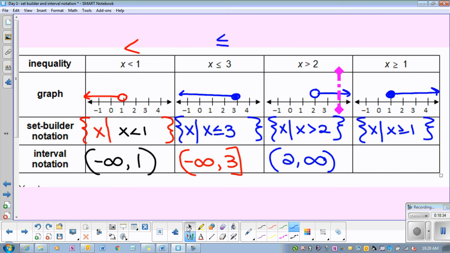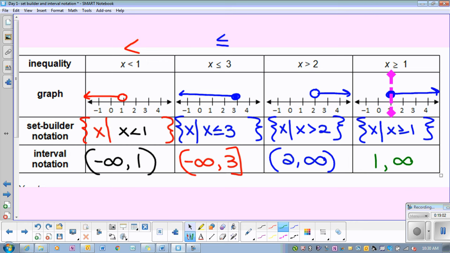So let's look at the next one then. What do I write first? Say it out loud. 1. And then you have an arrow going to the right. Where's that going? To infinity, right? To the positive.